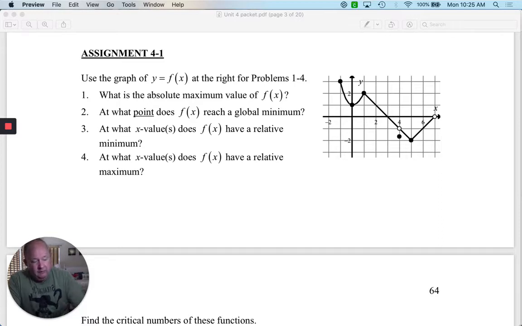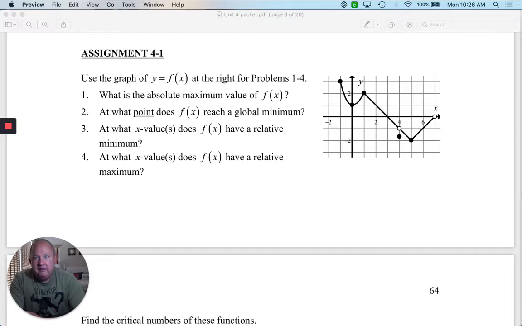So you need to write on your answer document assignment 4.1, and then I have that here too when I put on my hover cam. But looking here, what is the absolute maximum value, the highest y-coordinate? And the answer is, if you look at it, it's 3. So positive 3 is the greatest y-coordinate.